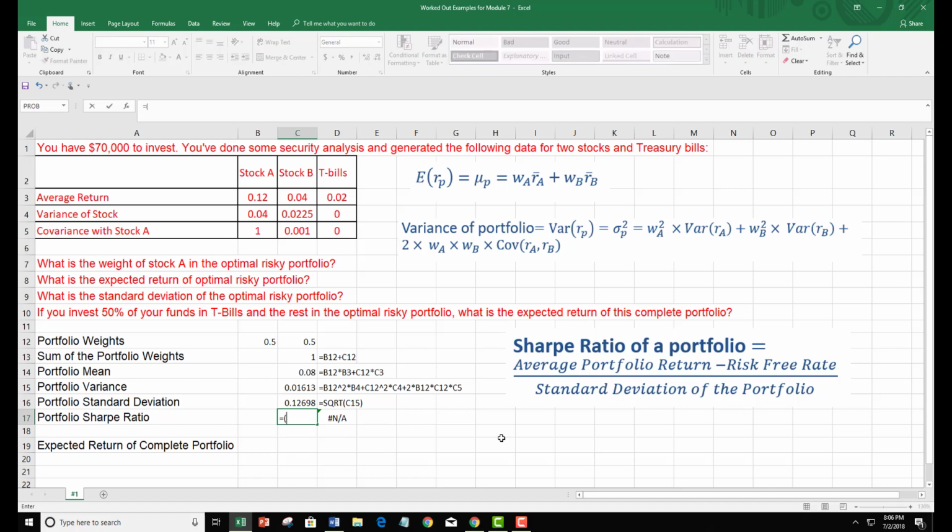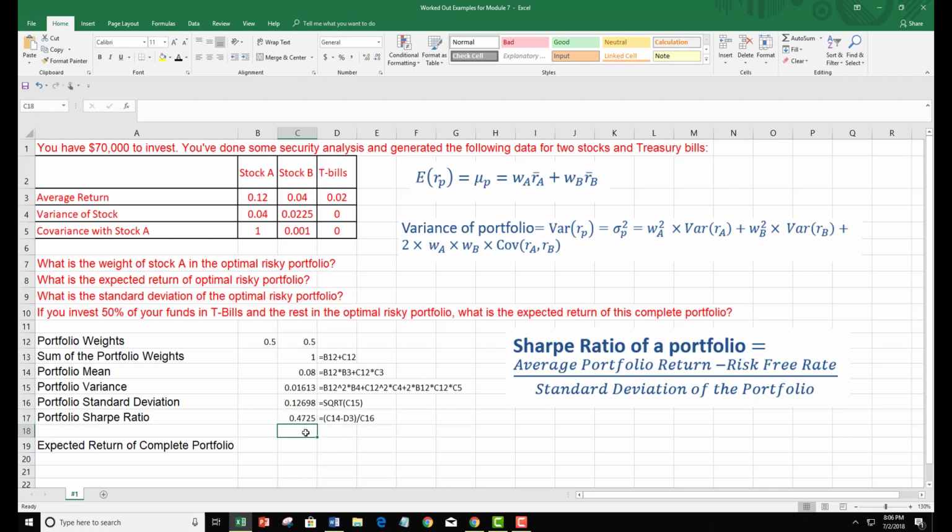Sharpe ratio equals the average return of the portfolio, which is 0.08, minus the risk-free rate. And the risk-free rate is given here. The average return of this T-bill is considered the risk-free rate in this problem. So I can say here 0.02 is our risk-free rate over the standard deviation of the portfolio, right? So I can do this right here. So that gives me the Sharpe ratio, which is 0.47.